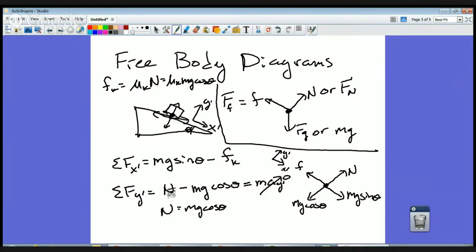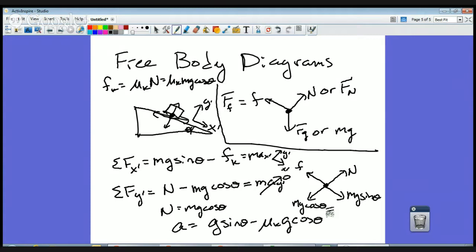Where do I have a normal force? Well, there it is. Let's solve for it. And then I just plug this in, and this is equal to ma x prime. So we solve for the acceleration in the x prime direction, which is the only acceleration. So I'm just going to call it a. And the m's are going to cancel out, and I get g sine theta minus mu k g cosine theta. So you can factor out the g if you wanted to, but that's the acceleration.